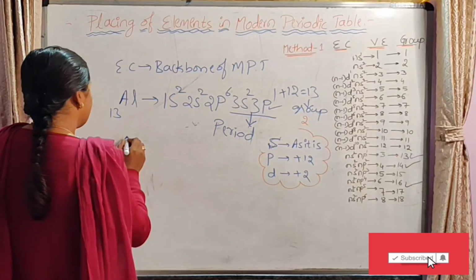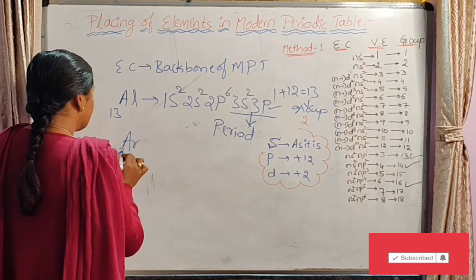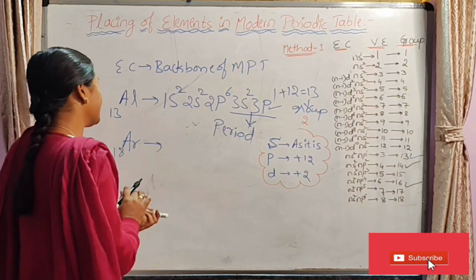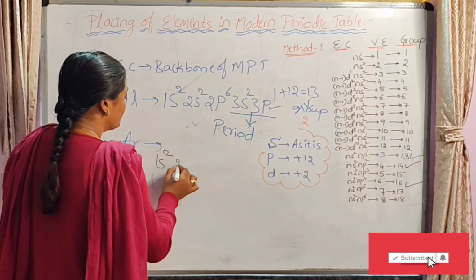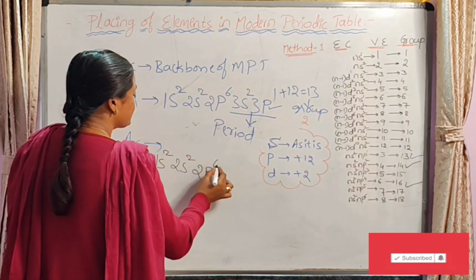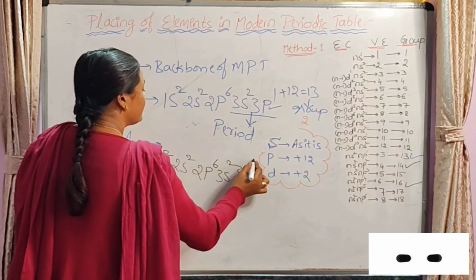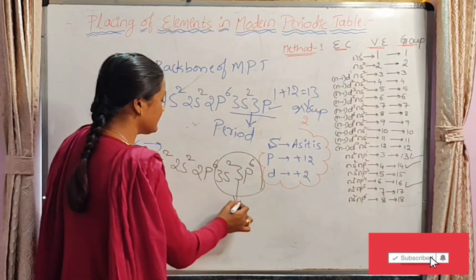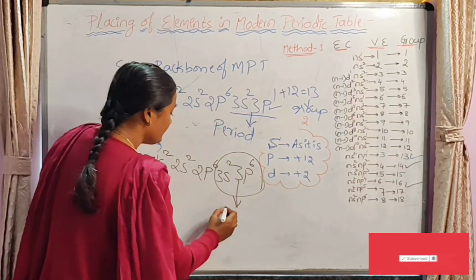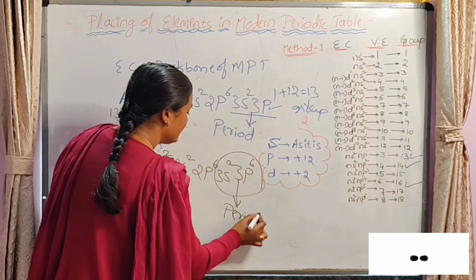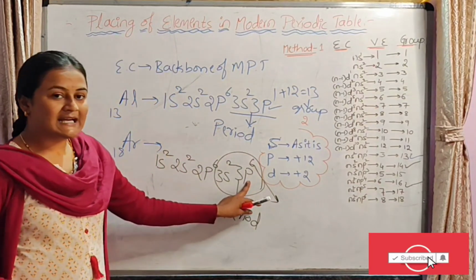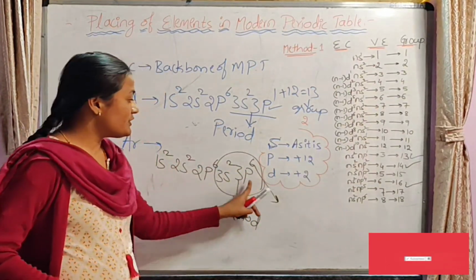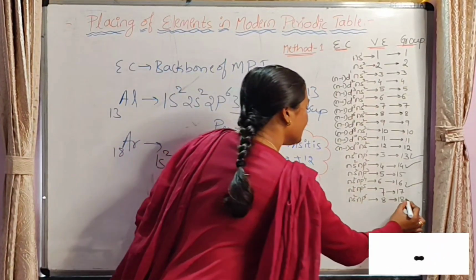And another example, argon. If you take argon, it has the atomic number 18. Then if you write the electronic configuration: 1s2, 2s2, 2p6, 3s2, 3p6. See here, in the valence shell configuration the highest orbit is 3. It is the period number, and the p orbital contains 6 electrons. If p orbital is there, then add plus 12. Or see here, ns2 np6, 18th group.